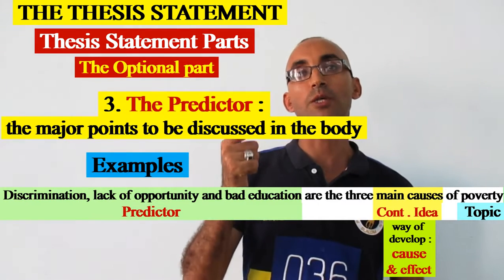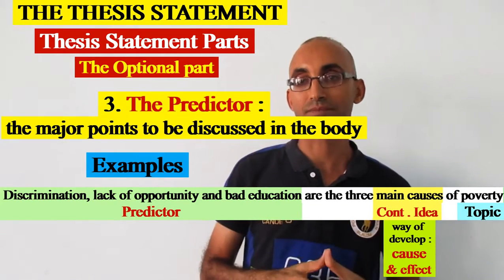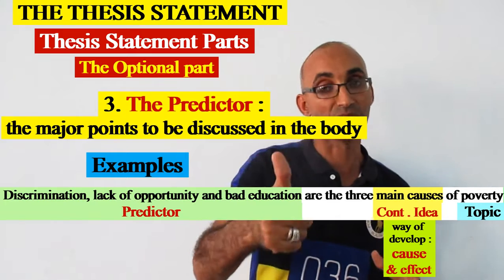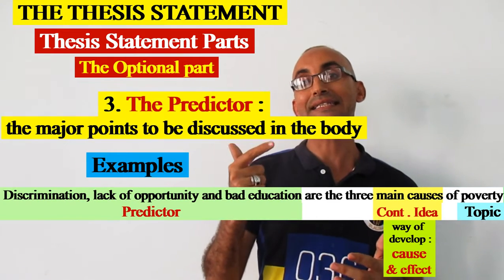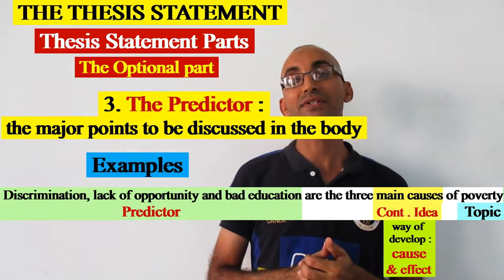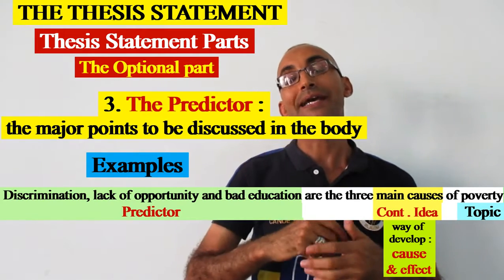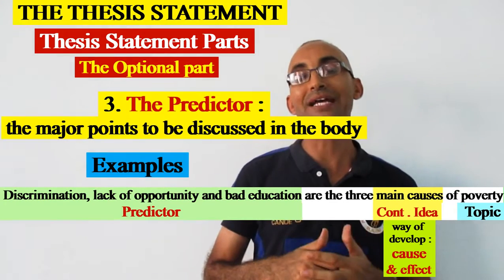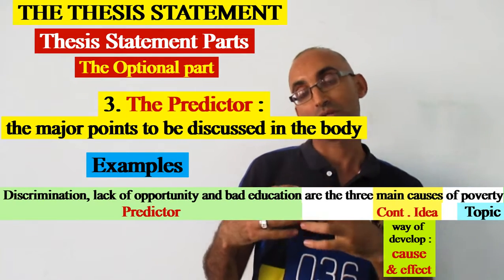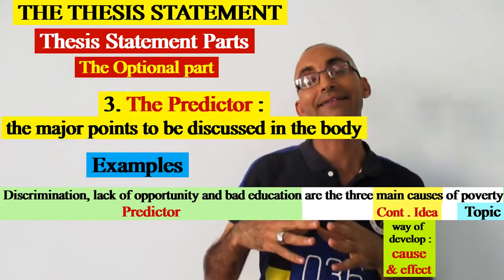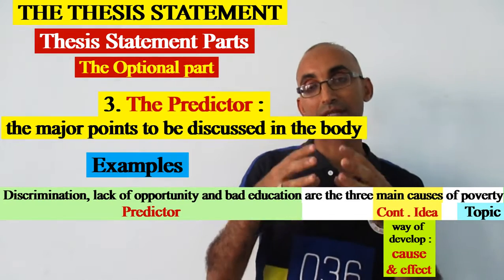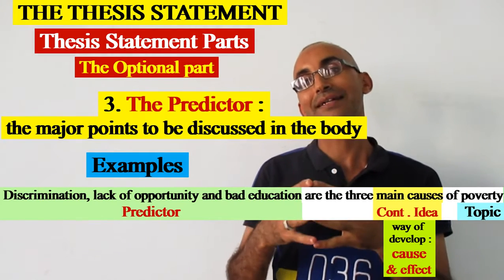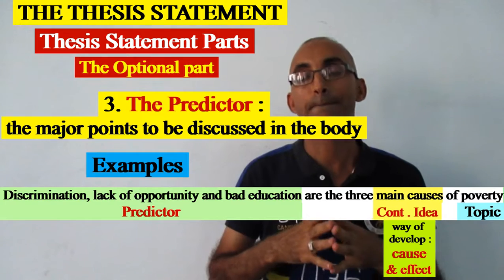Also, an example to show these three parts in this sentence: Discrimination, lack of economic opportunity, and inferior education are the three main causes of poverty. So here the topic is poverty, the question idea is causes, and here also I have the three elements which represent the predictor, which are discrimination, lack of economic opportunity, and inferior education. So here we predict that the body paragraphs will be three, and in every paragraph we'll develop one of these subtopics or major points: discrimination, lack of economic opportunity, and inferior education, in three separate paragraphs in the body.